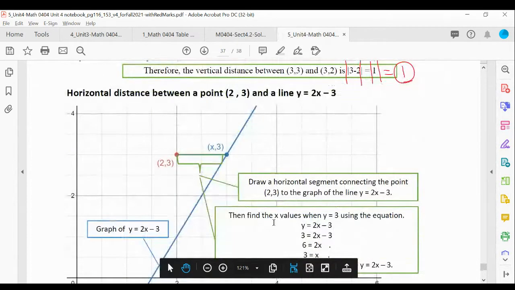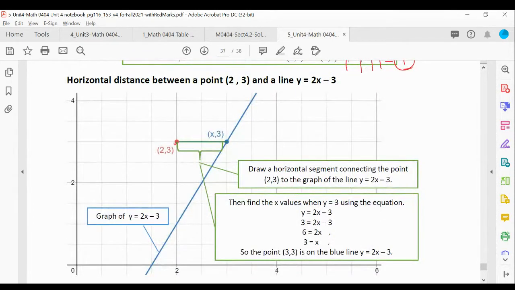Same thing for horizontal distances between a point and a line. Let's say we have a point (2, 3) here, and we want to find the horizontal line to find another point, and this point happens to be on this line. So how do I find the x-coordinate now? The y-coordinate should be the same because it's on the same horizontal line. But how do we find the x-coordinate of this point?